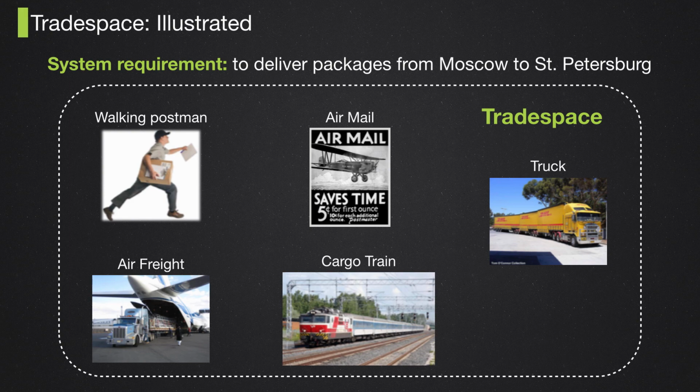So you can have postmen walking, maybe not effective. You can have airmail, you can have trucks, you can have air freight, you can have cargo trains. And all of them have different qualities associated. For example, some of them impose size limitations on the package you can ship. Some of them are more expensive, some of them are cheaper, some of them are faster, some of them are slower. What I just illustrated to you is a possible, very reduced set, as an example of a trade space, so different possible architectures with which you can do shipping.